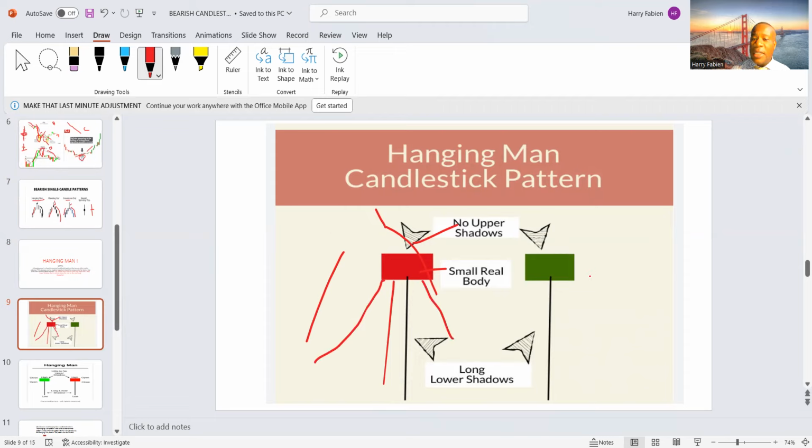Whereas for the bullish one, the hanging man is green, because for bearish this one has to be red. If you can identify it in red, you're good. It has to be red in color for bearish.